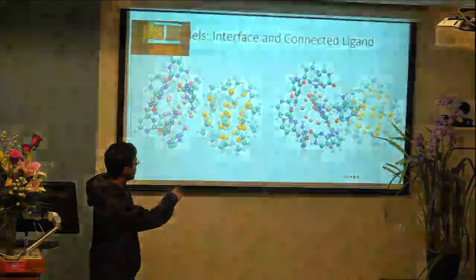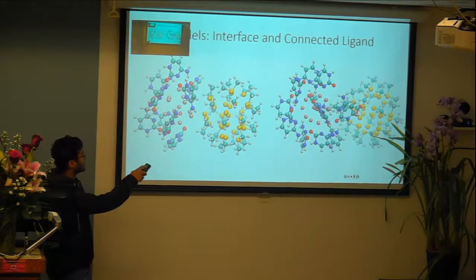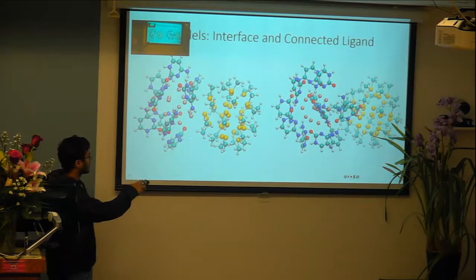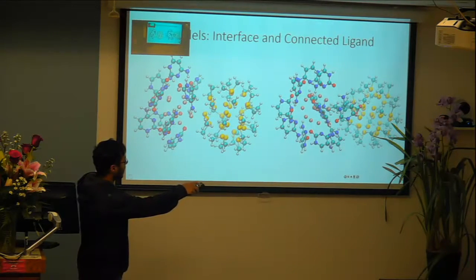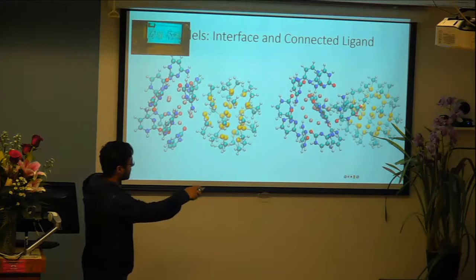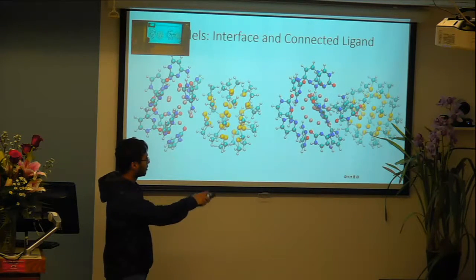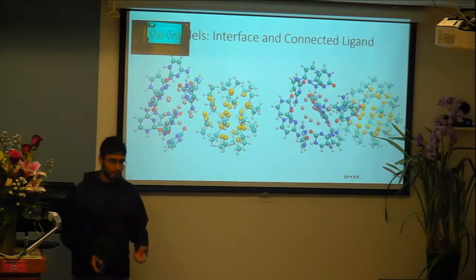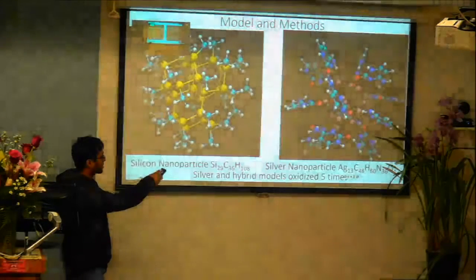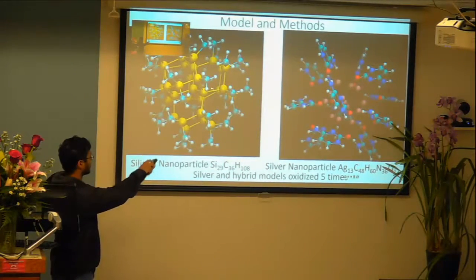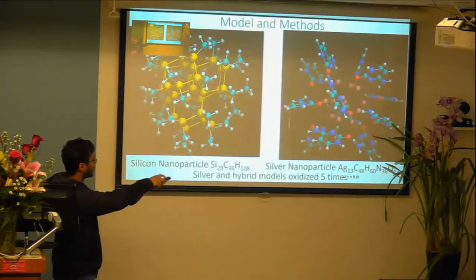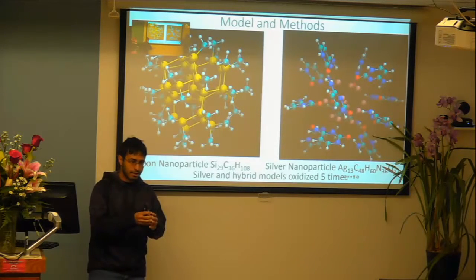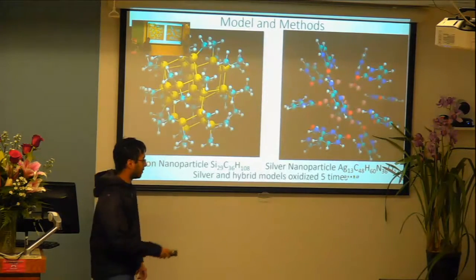Here on this slide, you can see 2 more different models, one being where some of the organic chains are removed from both of the nanoparticles. On the right-hand side, you see a large ligand connected to the silicon nanoparticle. Both of these are different morphologies than when we just consider the silicon nanoparticle and the silver nanoparticle, as well as when we take both of these models and place them in the same input file.